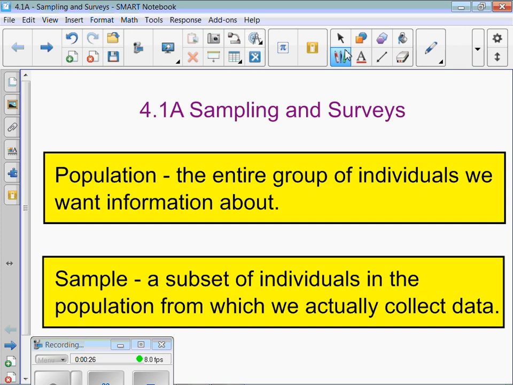Population, the entire group of individuals we want information about. And a sample is a subset of individuals in the population from which we actually collect the data. A lot of times the population is way too big where you're not going to be able to survey everyone that you're talking about, like everyone in the US or whatever. And so you're going to do a sample size.